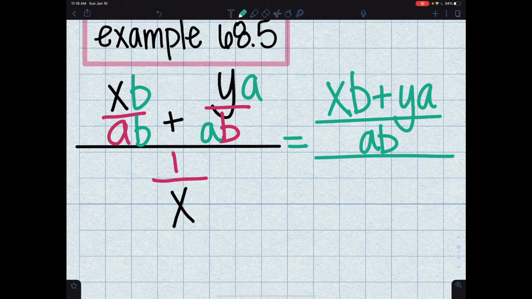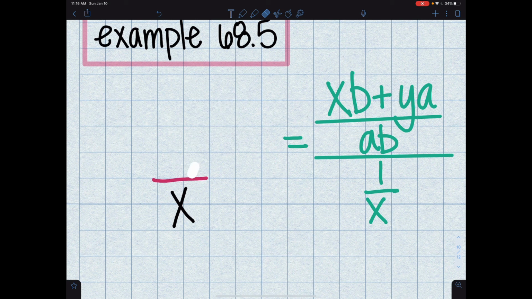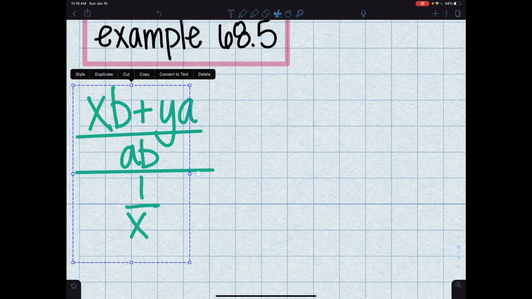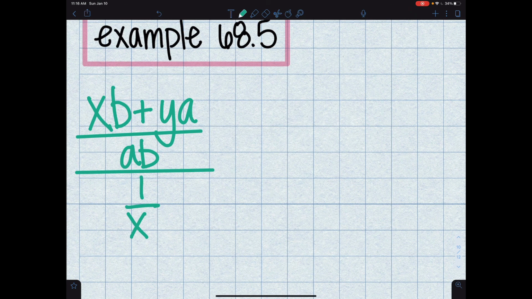And then that whole thing is over 1 over x. All right, so now I've still got fractions on top of fractions, so that's not making life any easier, so I've got to deal with that. So I'm going to bring this over. Let's do the mommy style again. Mommy style means I'm going to multiply that numerator by the inverse of this. Okay, so times x over 1.